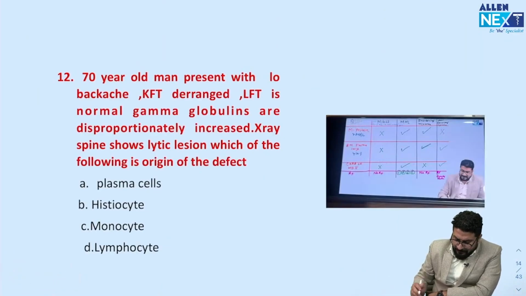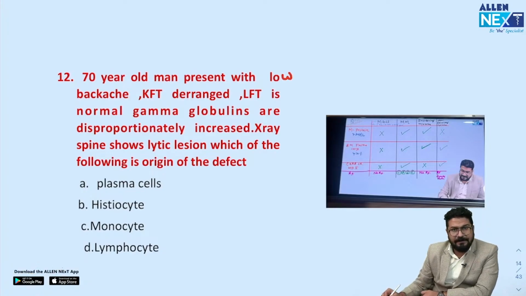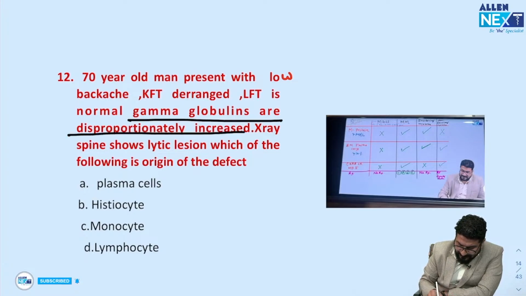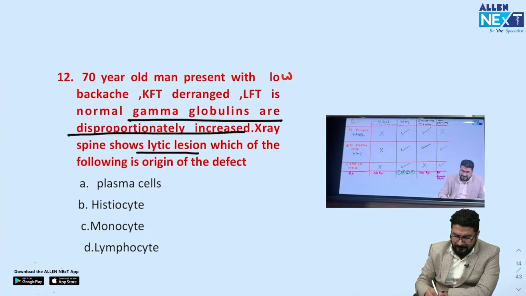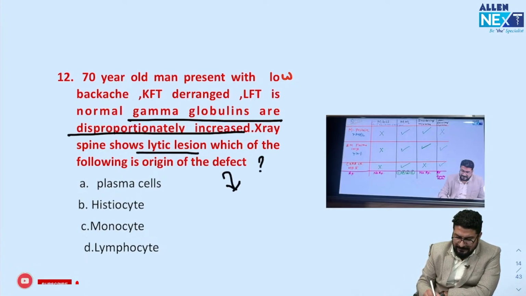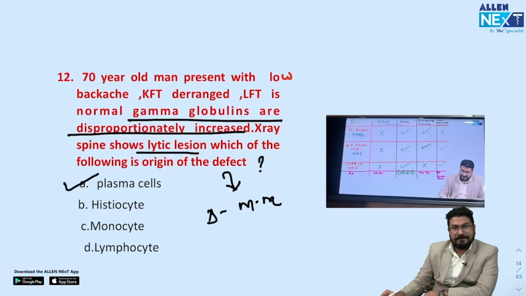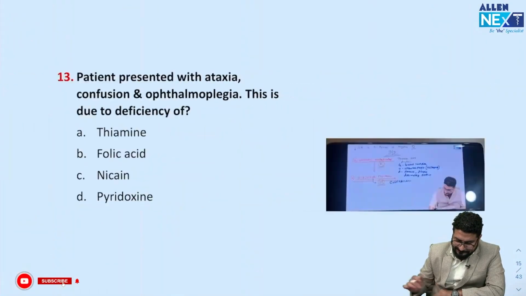Moving to next one, a 70-year-old man presents with low backache. KFT is deranged, LFT is normal, gamma globulins are disproportionately increased, X-ray spine showing lytic lesion. So what is the origin of the defect? So understand this. This is a question where the diagnosis is clear. It's a case of multiple myeloma, and multiple myeloma is a tumor of plasma cells. So basically they're asking what is the site of defect. So remember, multiple myeloma is a tumor of plasma cells.